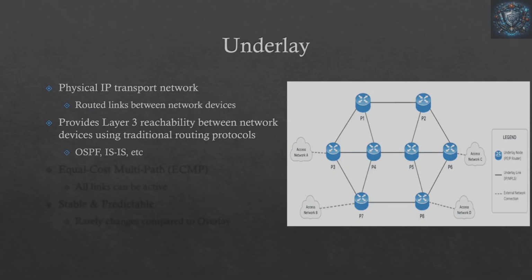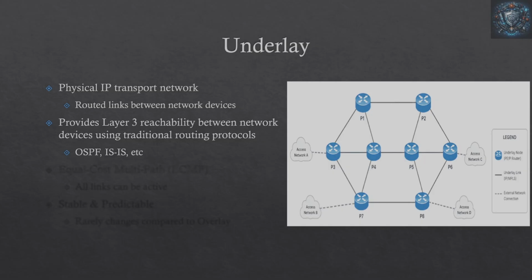The underlay provides layer 3 reachability between network devices, and it does that through those classic routing protocols, OSPF, IS-IS, BGP in some instances, but it's going to use those traditional routing protocols to ensure that every single device that sits within the SDN fabric can reach every other device.